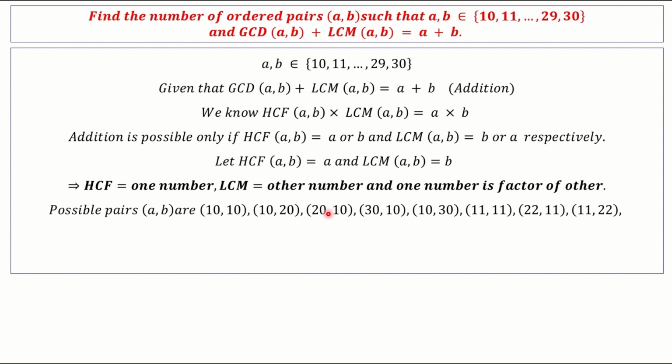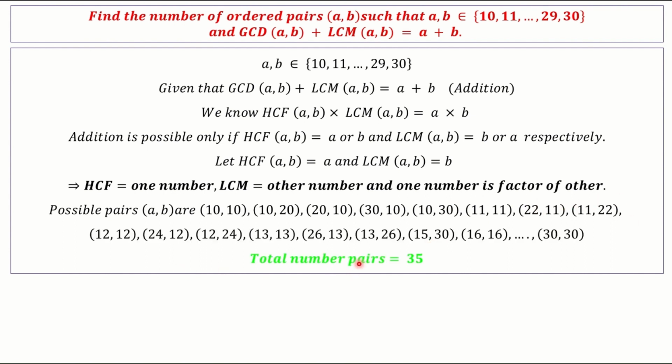And it's a set, so A, B can be the same as B, A. So you take the reverse of those numbers also: 30, 10 and 10, 30. Then 11, 11, factors like that you should take. There are a total of 35 such pairs you will get. It's easy. Next.